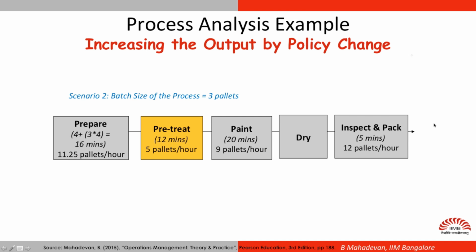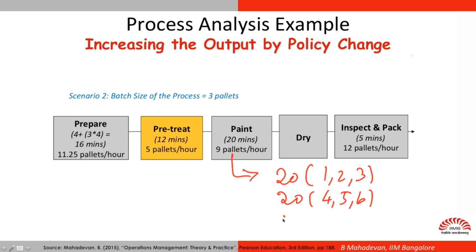Let us continue in this, because we can go up to 3 pallets. So let us now try 3 pallets. So the moment you add 3 pallets into the painting booth, by the same argument, in 20 minutes you would have got 3 pallets painted. So in the next 20 minutes you would have got another 3 pallets painted, and in the last 20 minutes you would have got 3 more pallets painted. That makes it 9 pallets per hour, which is the painting capacity.